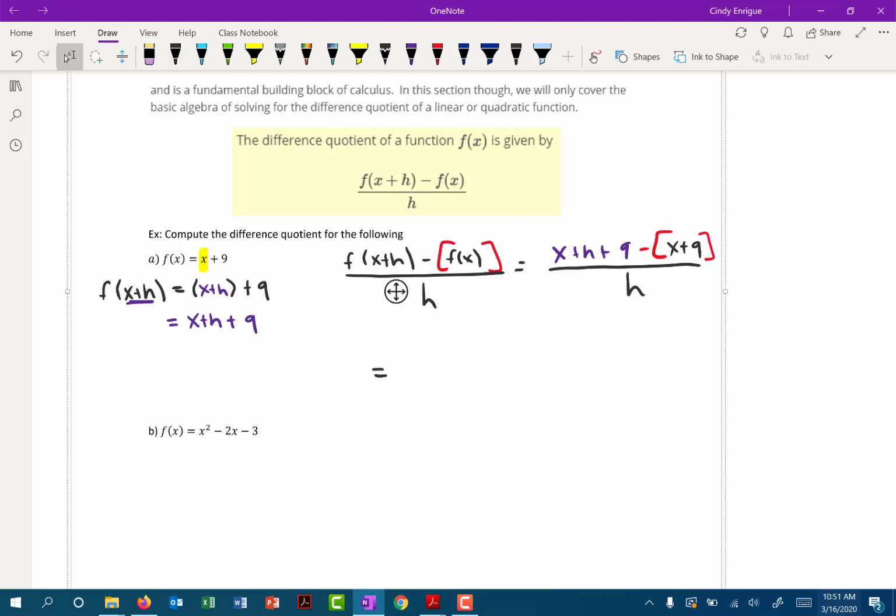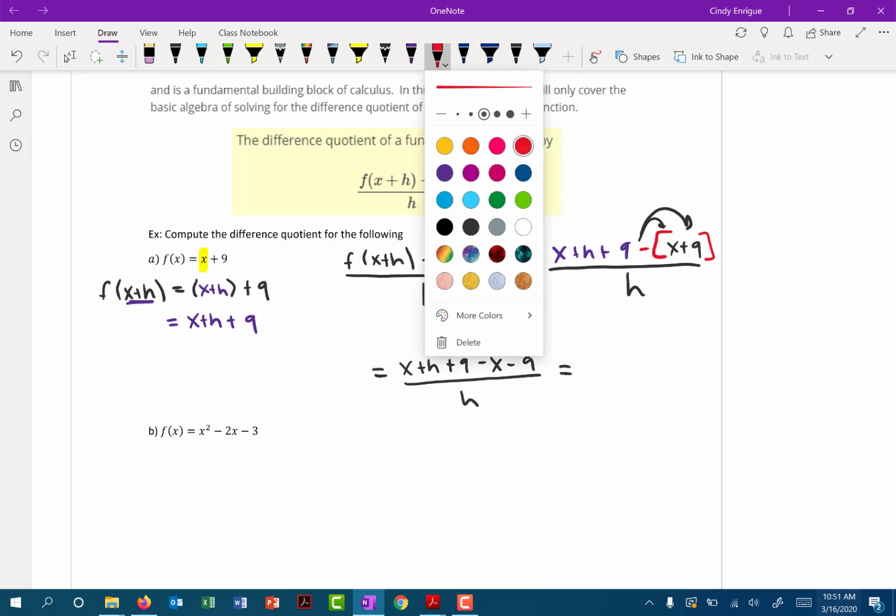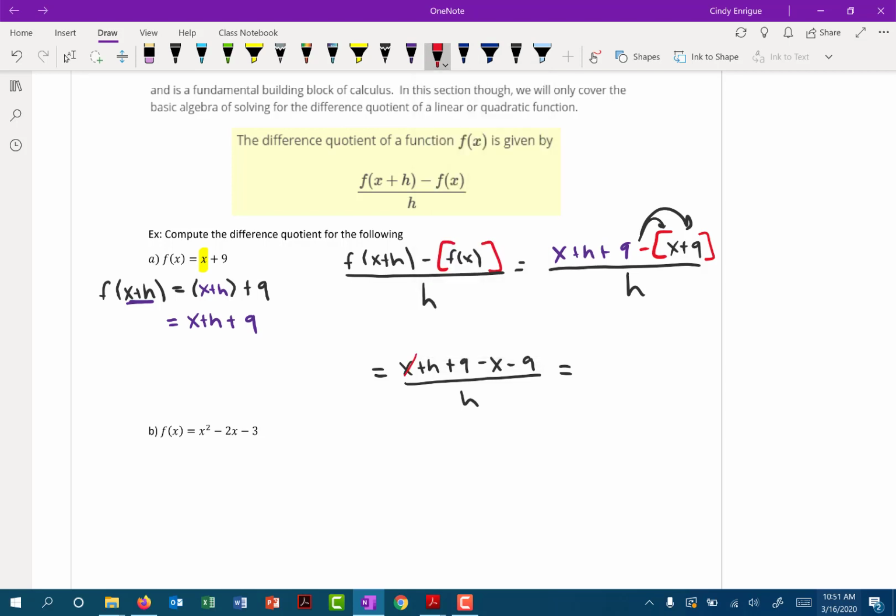So to simplify that even further, I have x plus h plus 9 minus x minus 9, since I distributed the negative on the inside, all being divided by h. So what we can see here are things are going to start to cancel out. So what cancels out is this x and that negative x, this positive 9 and that negative 9. So what I end up with is h divided by h. And anything divided by itself is always going to be equal to 1. So that's going to be my final answer for that one.